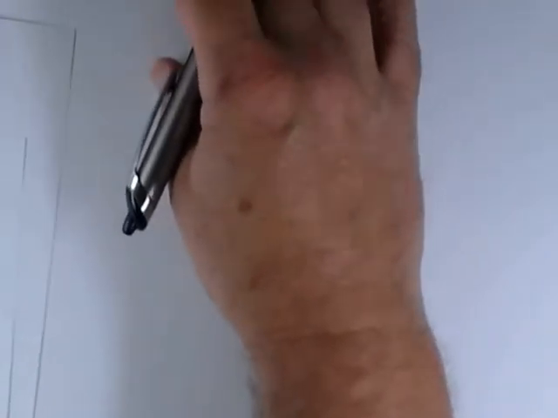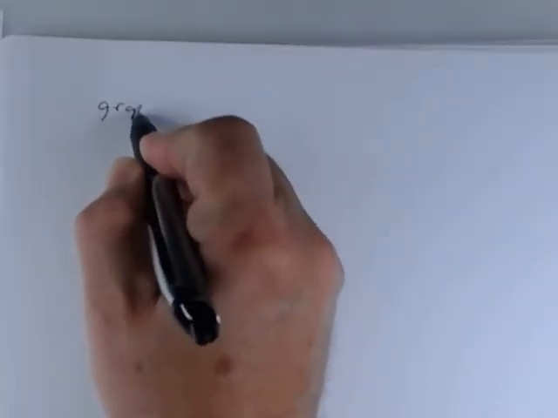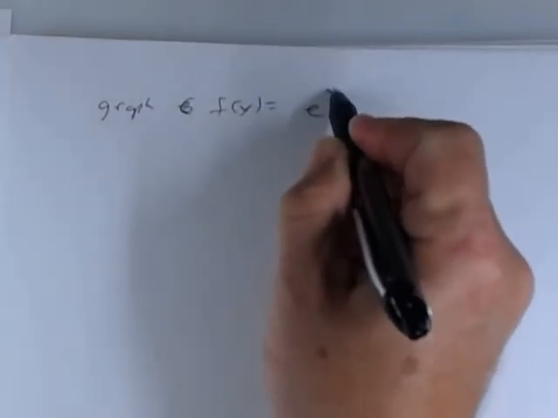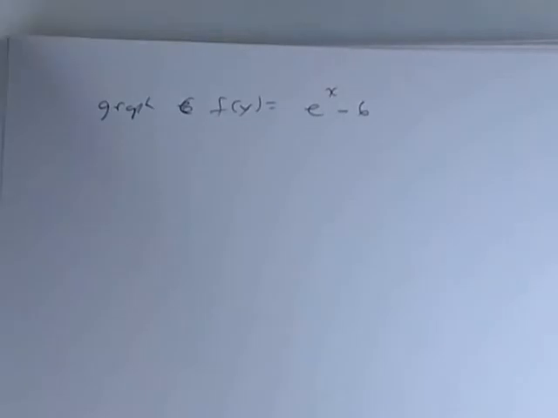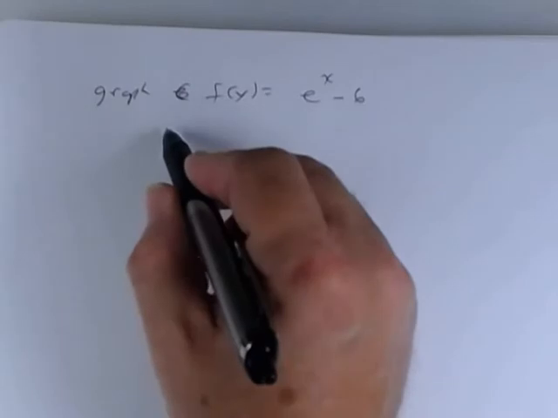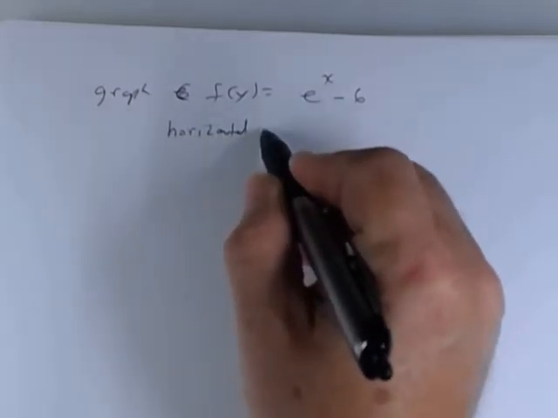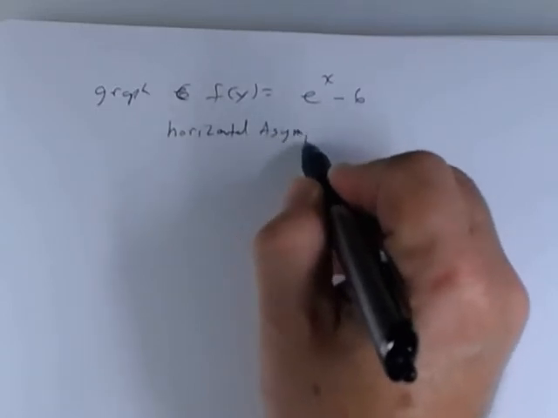All right. Let's do another one. So let's graph f of x equals e to the x minus 6. e to the x minus 6. Okay, what's the horizontal asymptote? Always do that first. What's the horizontal asymptote? Y equals -6. That's correct.